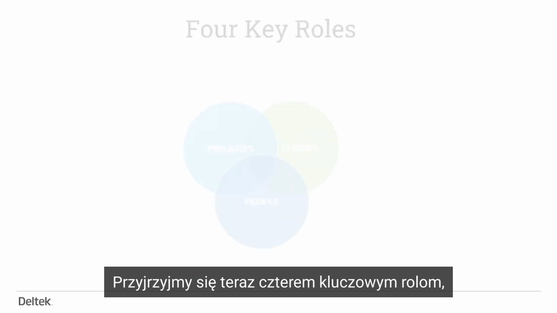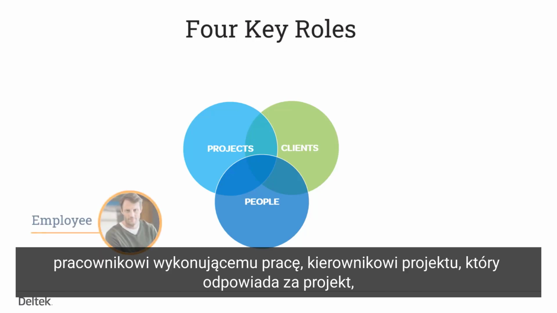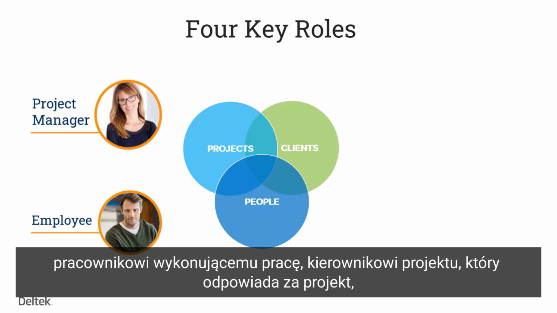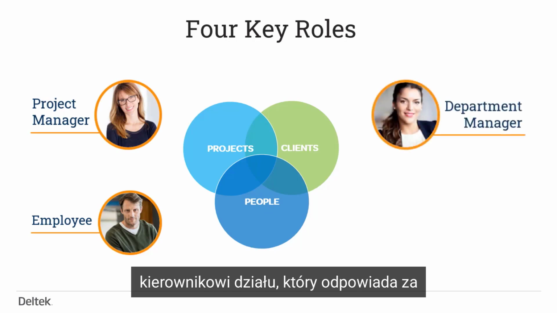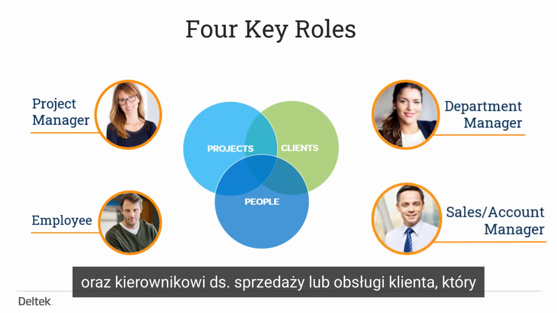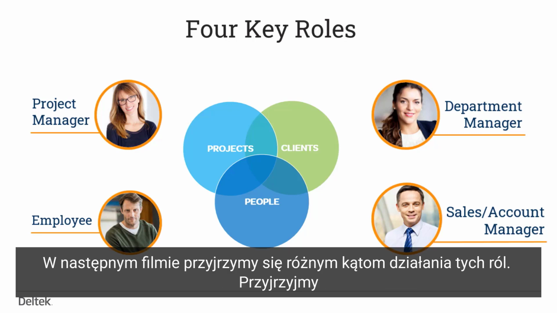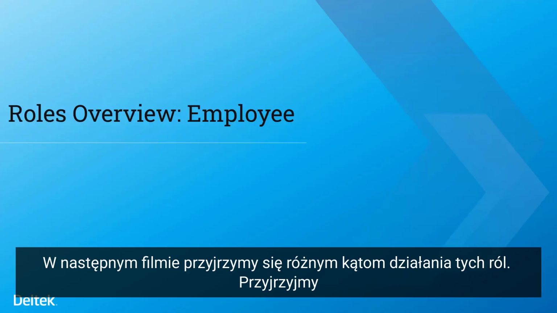Now let's take a look at the 4 key roles that we typically see in the professional services company. The employee that executes the work. The project manager who is in charge of the project. The department manager who is in charge of the people and the resources and the planning around them. And the sales or account manager who is in charge of the client and assigning the right projects. In the next video, we'll look at the different angles of how these roles work.